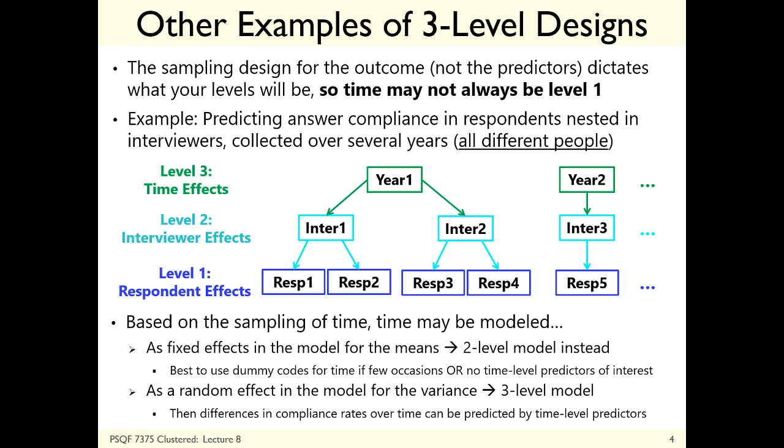So this is where we have different respondents in every year. It's the same survey, though. And so respondents are nested in interviewers, but it's a different set of interviewers and respondents each year. So year, time, is actually level 3. Within a year, you have a set of interviewers. Within each interviewer, you have a set of respondents. And you do this for multiple years in a row.